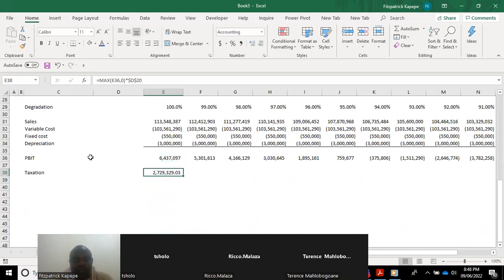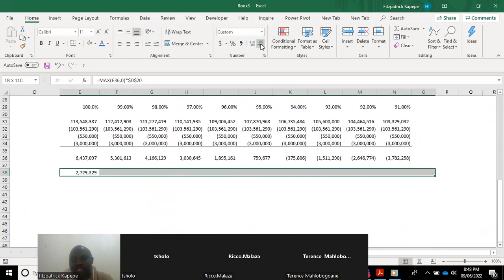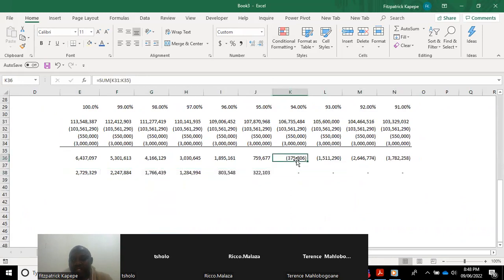So you'll see, when I take this up to the 10th year, where there are negatives, I'll get 0, 0, 0, 0, because I cannot pay the government tax if I did not make money.